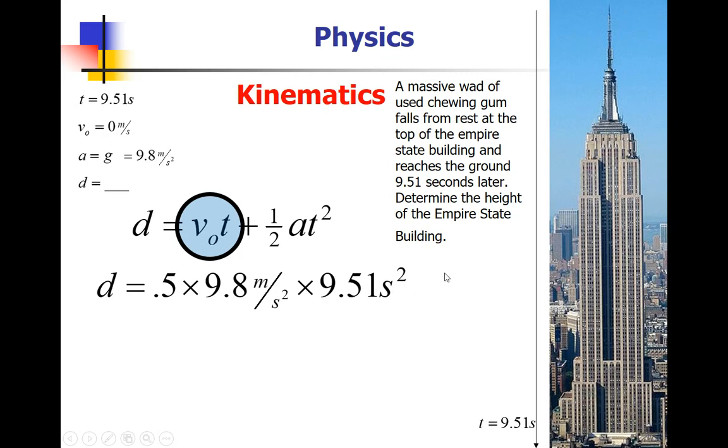Grab your calculators and correct. The Empire State Building is 443.16 meters tall. 4.5 football fields straight up. Let me tell you, it is something to stand there down at street level looking up at that building. Let's try one more.